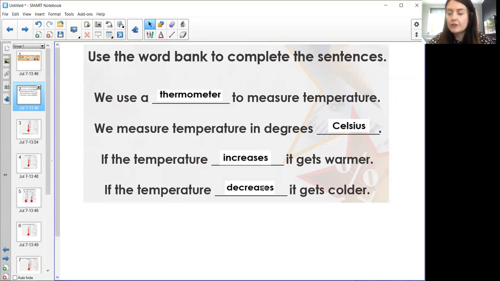So we're going to have a look at some thermometers and how we can read the scales, because it's not always going to have the same numbers going up the side, which is the important thing we want to look at today. It's a bit like looking at number sequences. So it's things that we've done before, just in a different way.